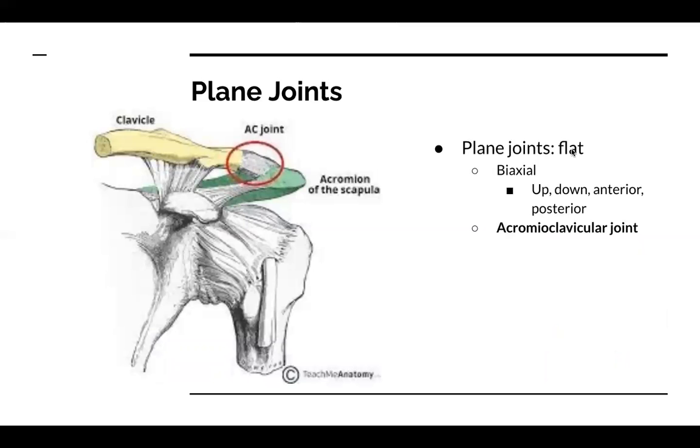So now we have plane joints, and they're flat and biaxial. You can move them up, down, which is anterior, posterior. An example is your acromioclavicular joint, which is not really your shoulder joint, it's your collarbone joint right here. And see how it's just flat? That is a plane joint.